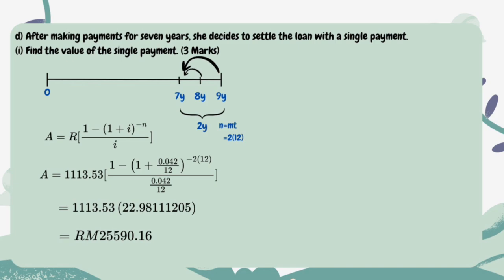Put the same value for R and i, where R is 1,113 ringgit and 53 cents, and i is 0.042 over 12. For n, use 2 times 12 because she wants to pay 2 years ahead of the proper time. Hence, the answer for the single payment to settle the loan is 25,590 ringgit and 16 cents.